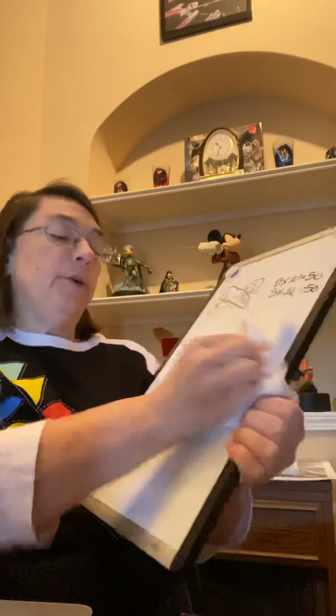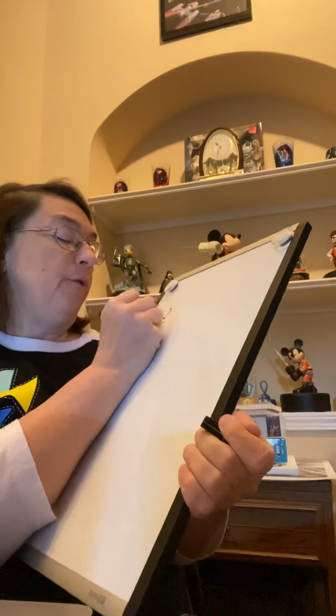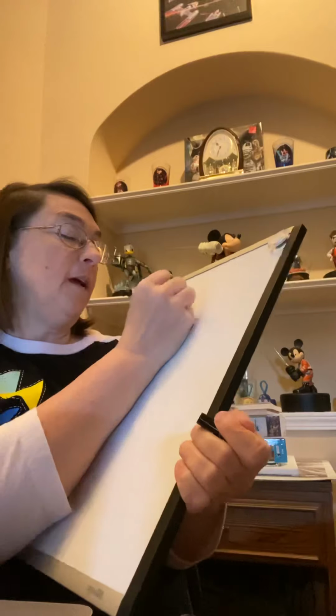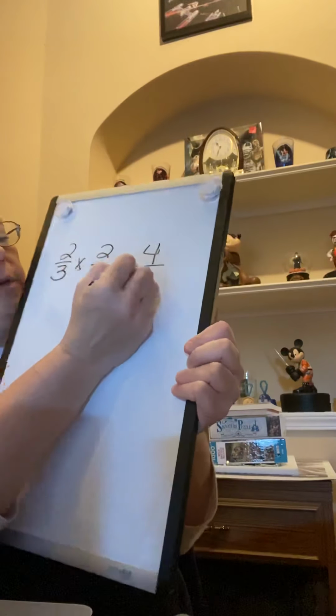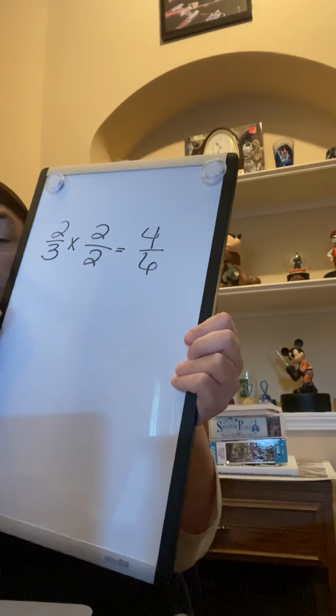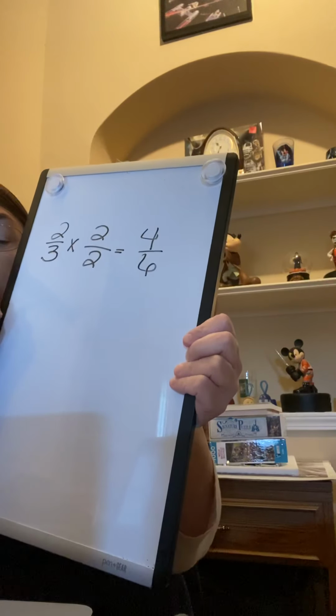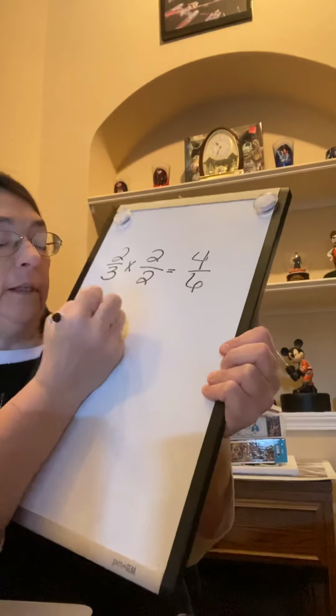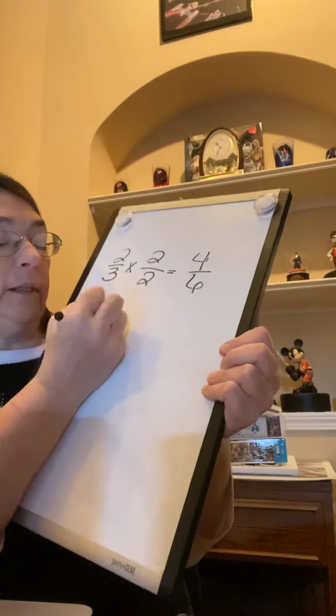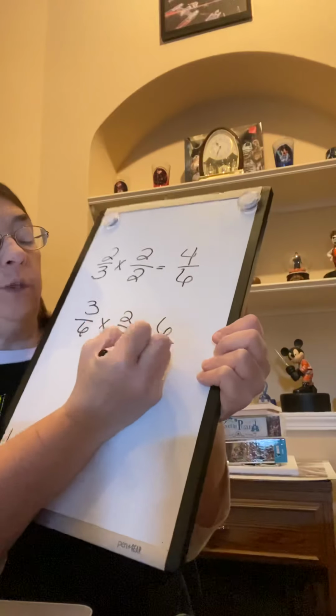No. All right, let's look at number 8. Number 8, they give you the problem 2 over 3, and then it says times 2 over 2 equals. All you have to do is multiply. 2 times 2 is 4. 2 times 3 is 6. All you're doing is multiplying. Number 9, you're doing the same thing. 3 over 6 times 2 over 2. 3 times 2 is 6. 6 times 2 is 12.